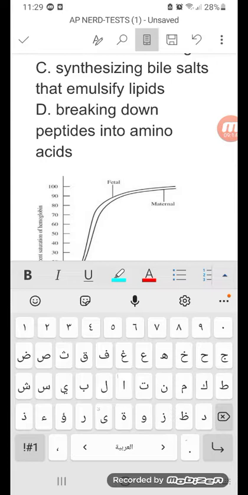In the liver, we do deamination, which means taking amino acids and removing the amino group NH2. Then we do lots of biochemical processes that make it into NH3 ammonia. Then at the end, it will be urea. But we don't break down peptides into amino acids.